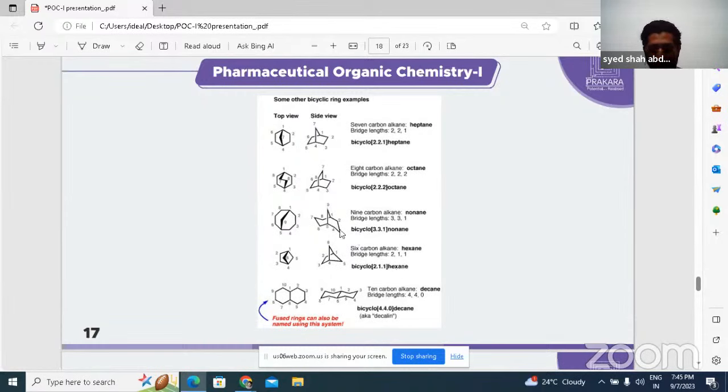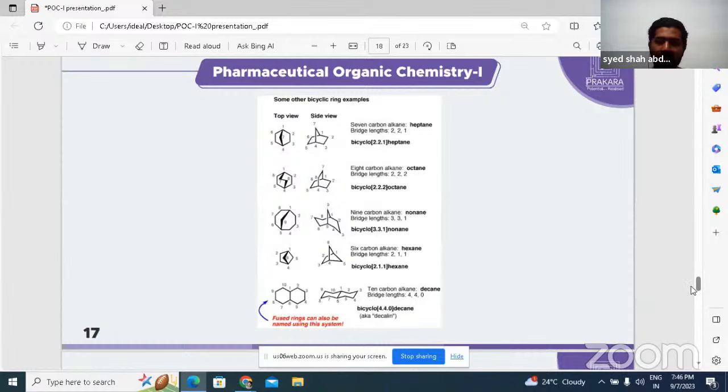In this, both the sides are having 3, 3. Total number of carbons are 9. So it is a nonane. Two cyclic compounds are like two closed rings are formed. So bicyclo. One side excluding the bridge carbons, 3 are there. So 3 on this side also 3 are there. 3 on the bridge, 1. So 3, 3, 1, nonane. Right? So this is a bicyclic ring system.